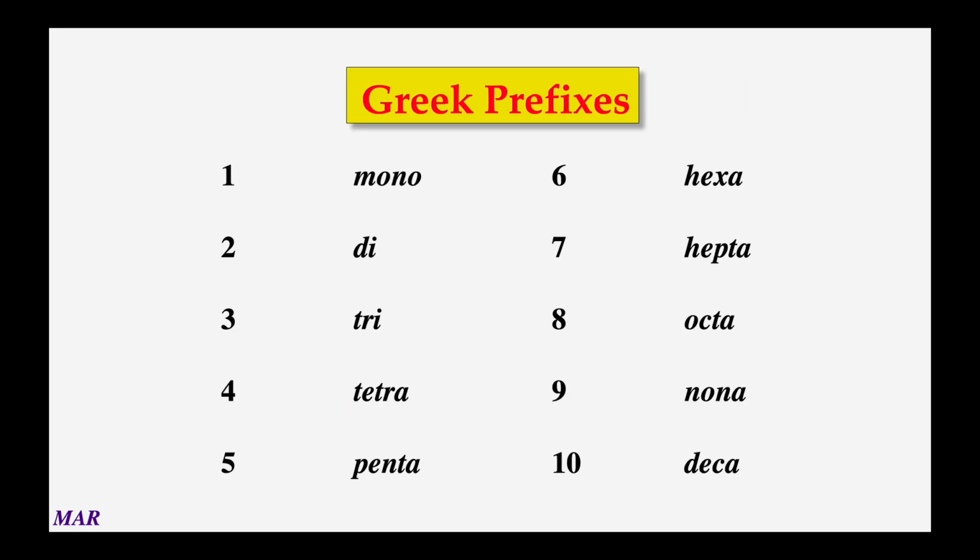This is the list of the Greek prefixes, 1 through 10. They do go on past that, but it's very rare to use it. Most of the time in my world, I use 1 through 8. Once in a while, 9 and 10. I haven't used 11 for a long time. But anyway, mono, di, tri, tetra, penta, hexa, hepta, octa, nona, deca.